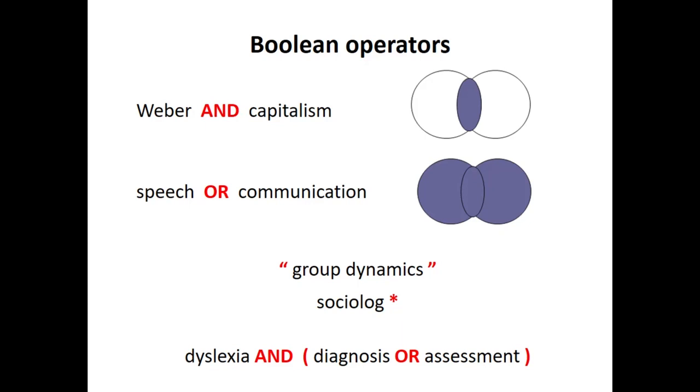If you put OR between the words, this is a wider search because it will bring up all the articles which have either one word or the other or both. So it is useful if you have synonyms or concepts which overlap in some way. So here, speech and communication do not mean exactly the same thing, but there is enough overlap in meaning for me to be interested in either one or both of them.